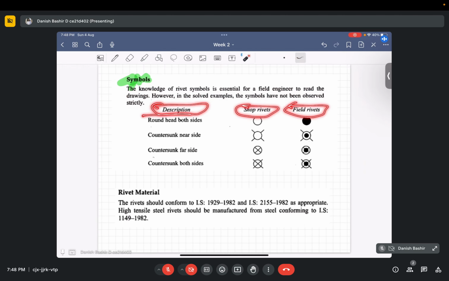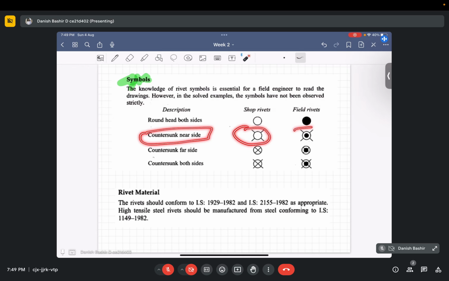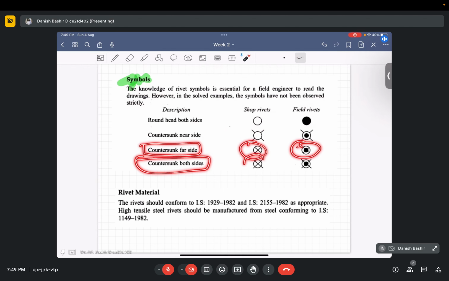Round head on both sides: if both sides are round head, a shop rivet is shown by this symbol, and a field rivet is shown by a filled dot. Countersunk near side is shown by this symbol, and if it is a field rivet, it is shown by this symbol. Countersunk far side is shown by this symbol and this sign. Countersunk both sides is shown by this sign in shop rivets and this sign in field rivets.